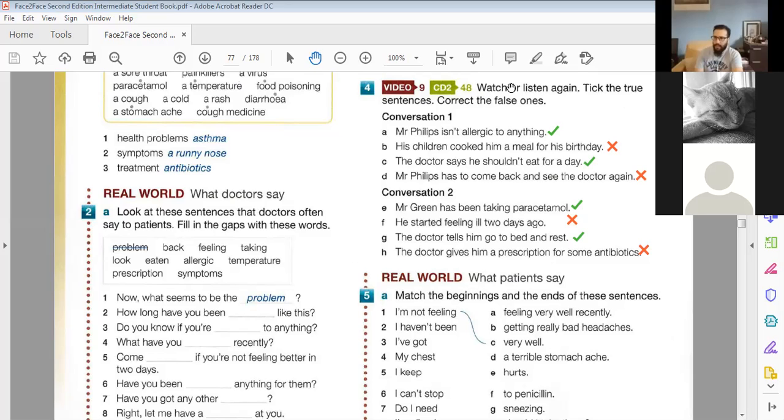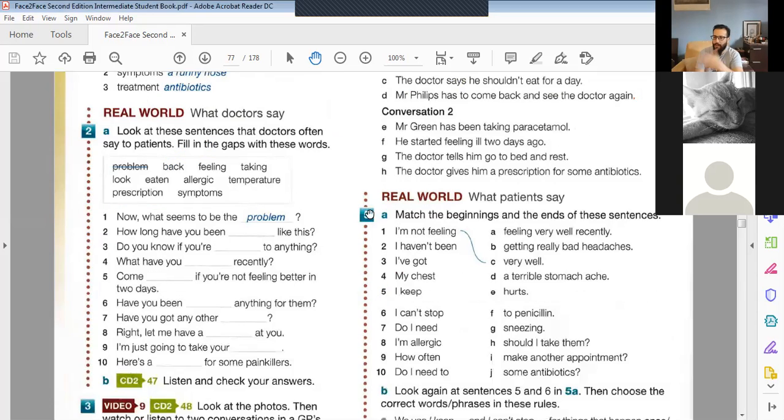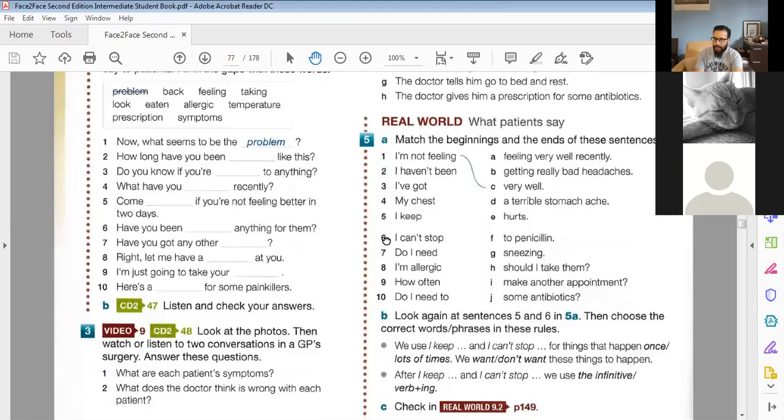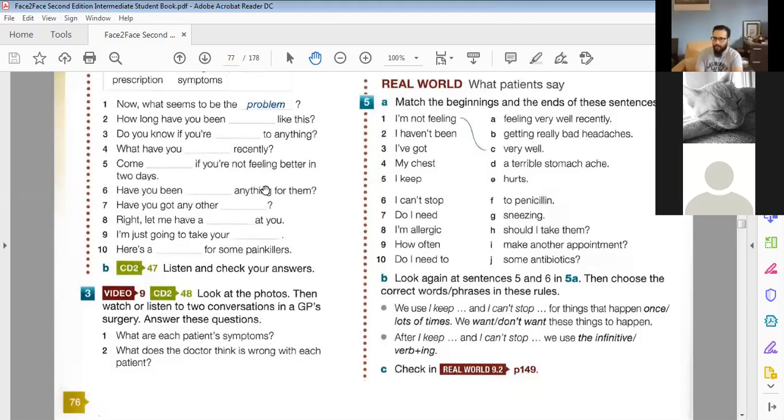Now, in part 5 here, it says match the beginnings and the ends of these sentences. So this is what patients typically say when they visit their GP. And these are the normal things they say, or their complaints, how they usually complain. So let's have a quick match here.